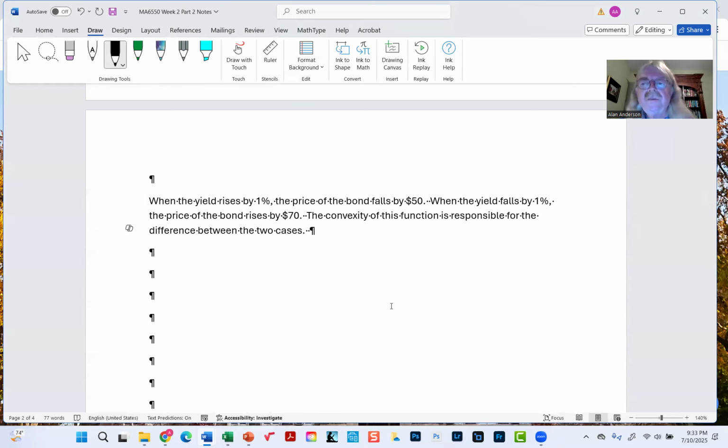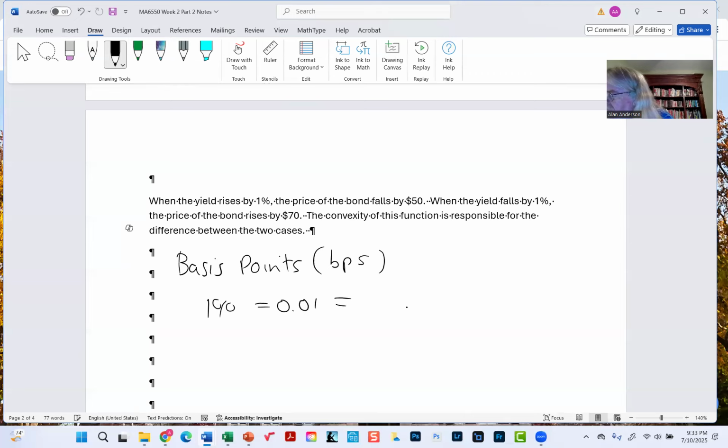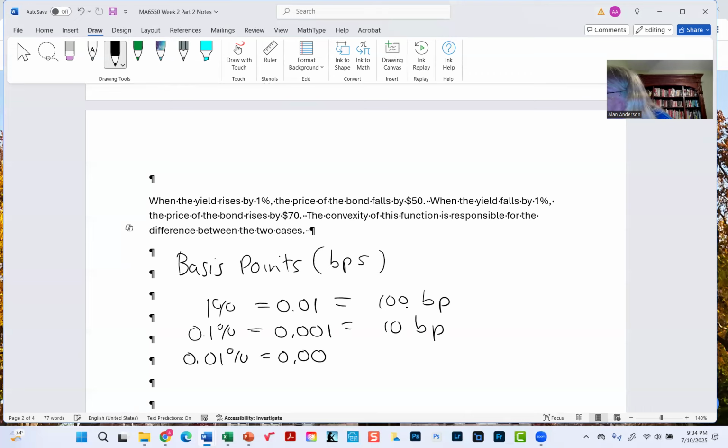So there's another measure of changes in interest rates that we often run into in the financial markets, and that is this notion of basis points, or sometimes abbreviated BP or BPS. And so the way it works is this: 1%, which is 0.01, is defined as 100 basis points. 0.1%, 0.001, is 10 basis points, and 0.01% is 0.0001, which is 1 basis point.